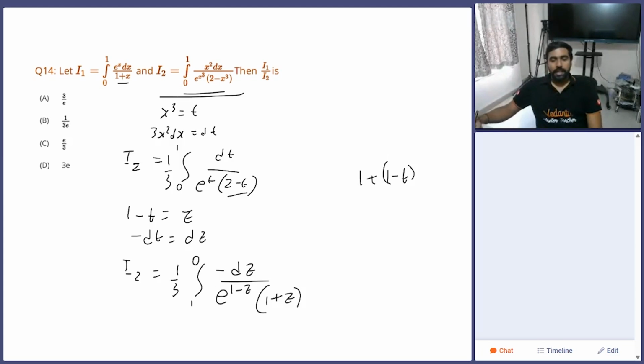Okay. So slightly manipulating this, e power 1 minus z, that is e upon e power z. E power z I will send to the numerator. It will become e power z dz divided by e into 1 plus z. So let's take this minus 1 upon e common outside.